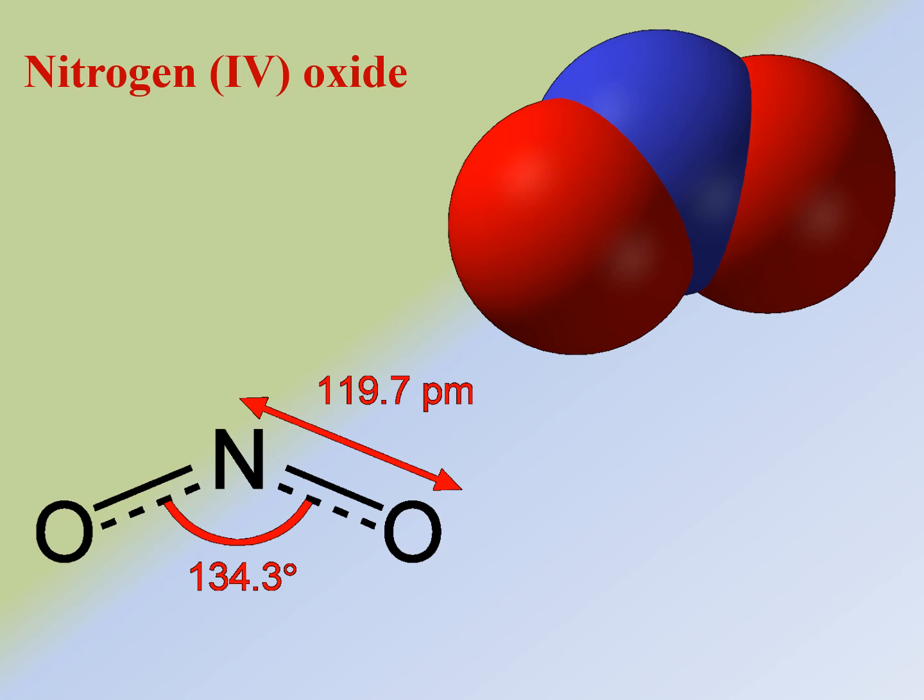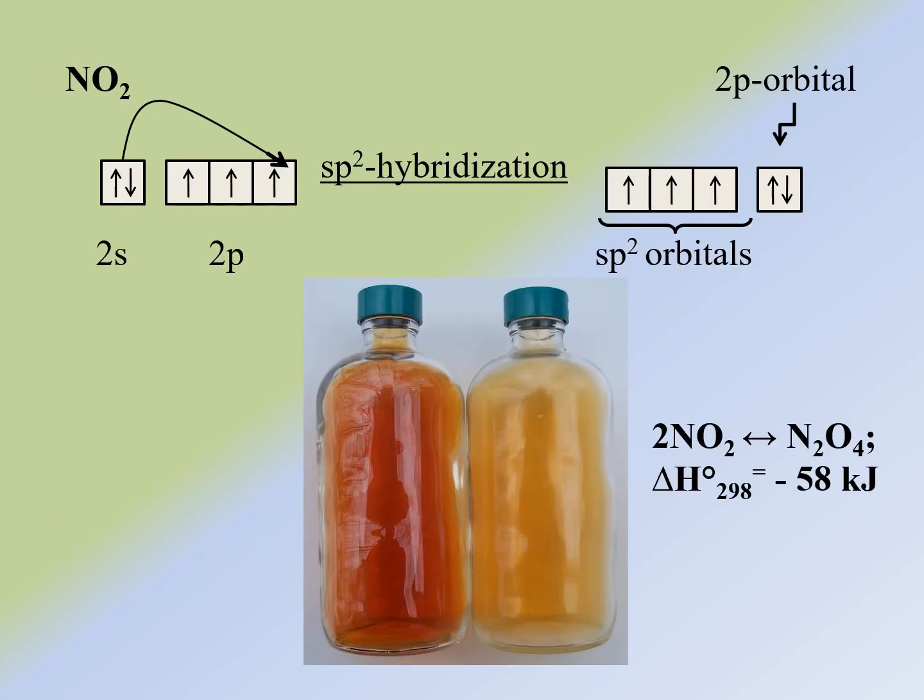This is nitrogen 4 oxide or nitrogen dioxide. How about this molecule? Is it polar or non-polar? It would be non-polar if it were linear, but it's angular. Since it is angular, this is a polar molecule. And this molecule can form a dimer. When 2 molecules of NO2 combine with each other, they form N2O4.